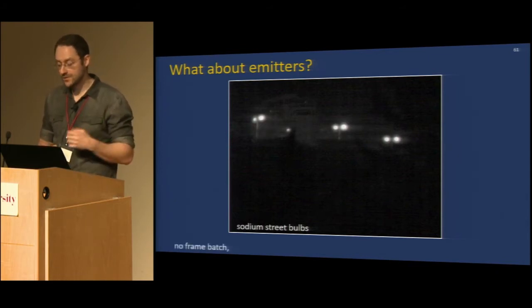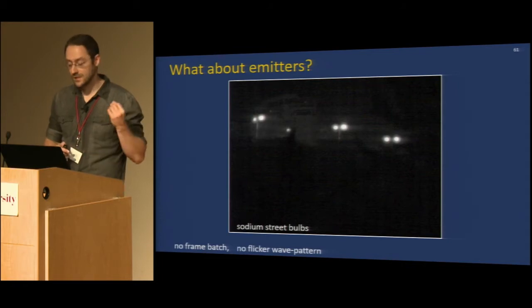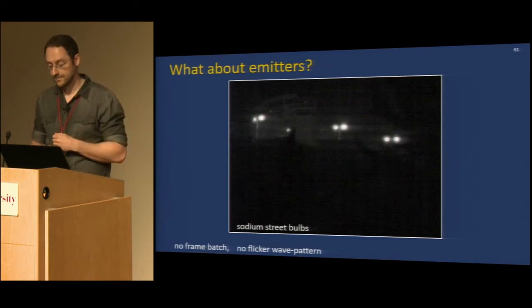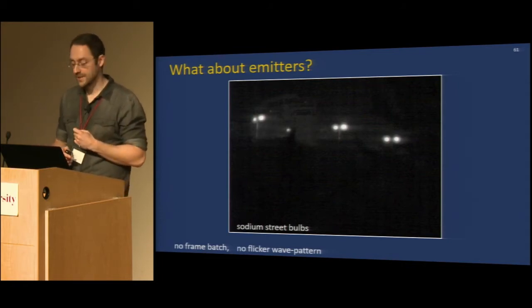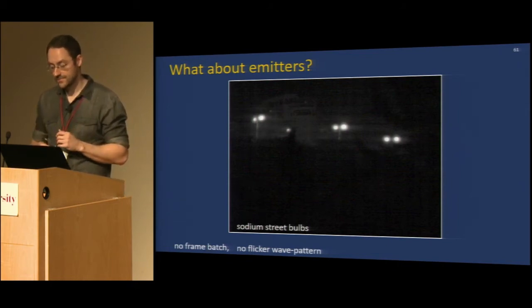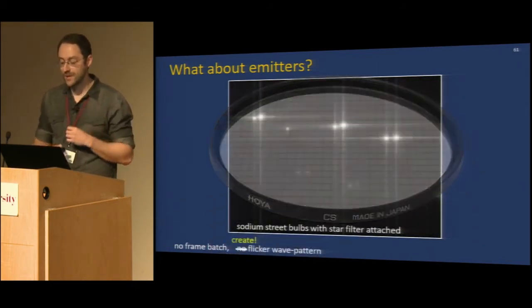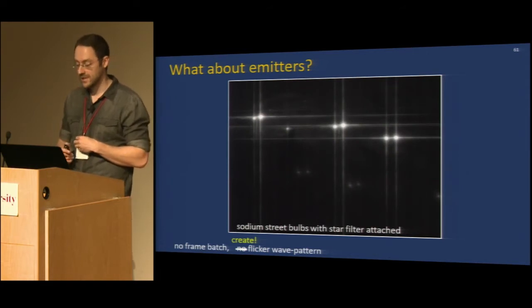We don't have a batch of frames, and we don't see the flicker wave pattern in a single frame. So what can we do? Again, we want to use only a single image. Let's induce the wave pattern by attaching a star filter to the lens.